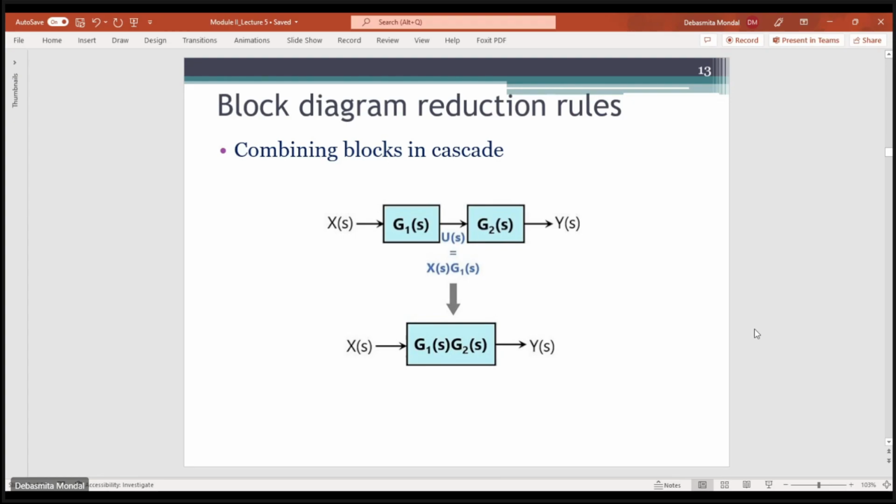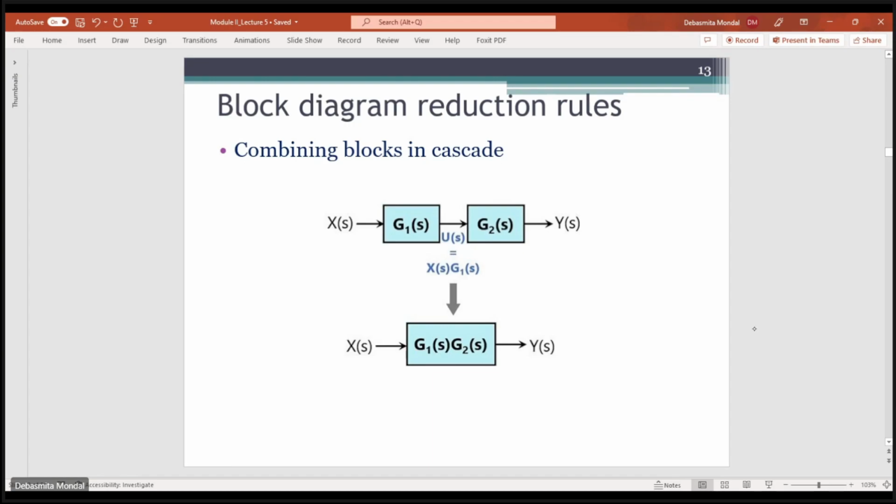So now we'll see the different block diagram rules that are usually there, which you can use in order to simplify a certain block diagram. Okay, so the first rule is combining blocks in cascade.